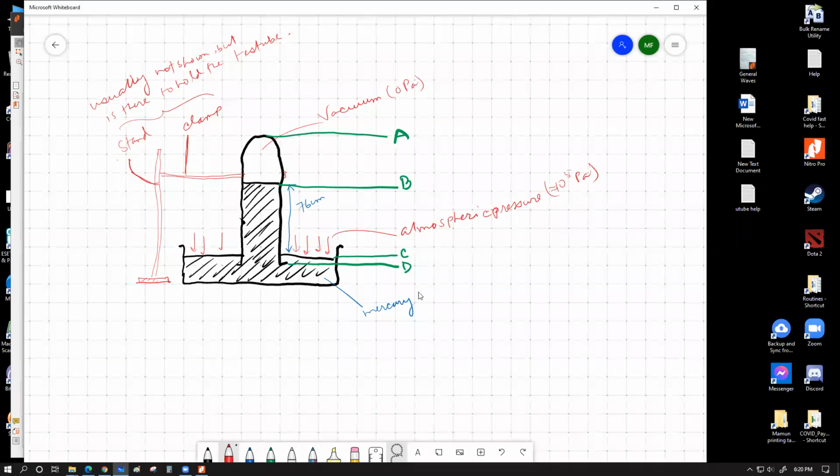So we'll start the recording. We continue yesterday's class about the barometer. The lecture notes don't have the discussion of the barometer, so we are going to discuss some parts.